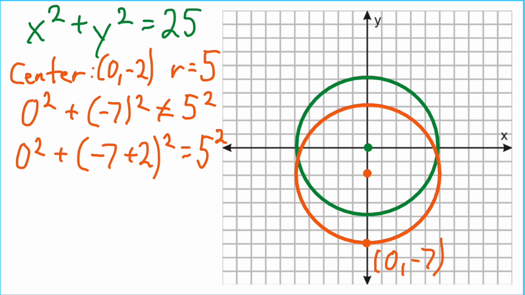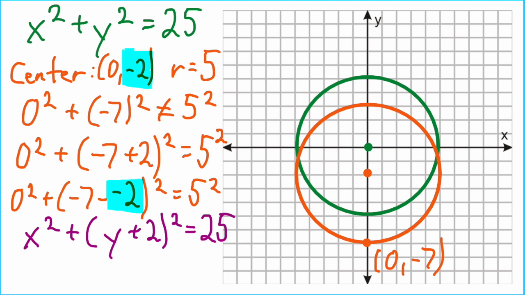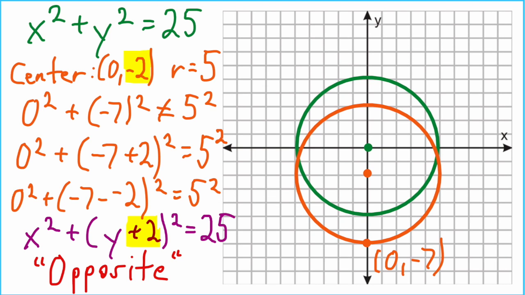Another way to write that, negative 7 plus 2, would be negative 7 minus negative 2. When I write it this way, you can see that the negative 2 in the formula matches the negative 2 in our center. I'm going to go ahead and write it though. x squared plus (y plus 2) squared equals 25. So take a look at how we have a center value of negative 2 for the y, but in our formula we put a positive 2. So what I like to always think of is, you always take the x or y value of your center and use the opposite in your formula.